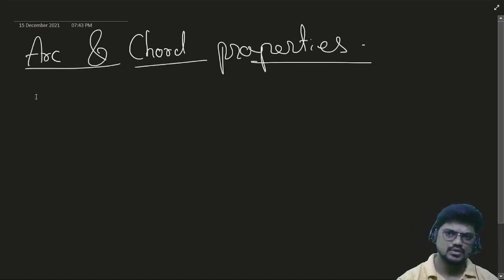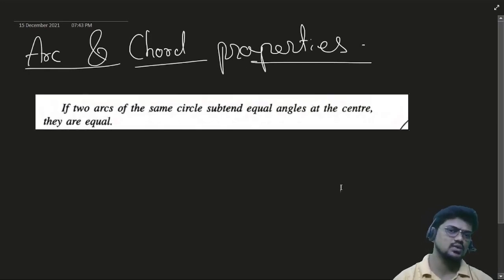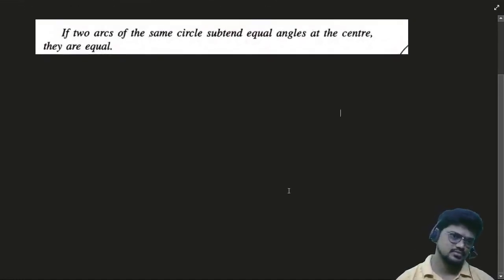Now the first theorem which you have is, if two arcs of the same circle subtend equal angles at the center, then the two arcs are equal. What is the theorem? If two arcs of the same circle subtend equal angles at the center, then they are equal.